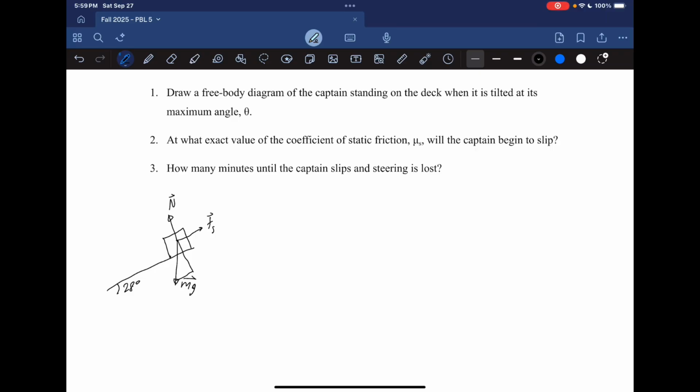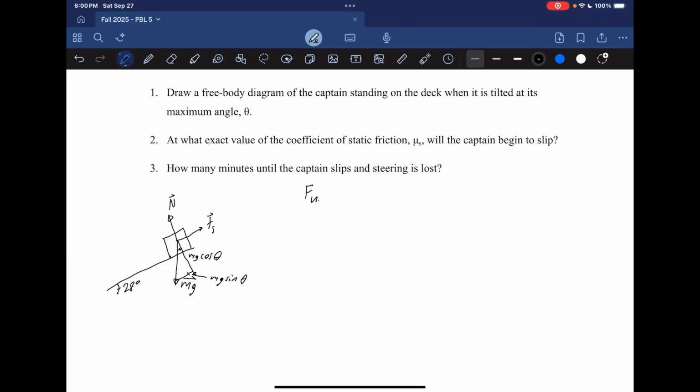So we have that this angle here would be the same as this angle here. So this is our 28 degrees, meaning that this angle in the y direction is mg cosine of theta, theta being 28 degrees. This angle over here is mg sine of theta. That should all be pretty familiar at this point.